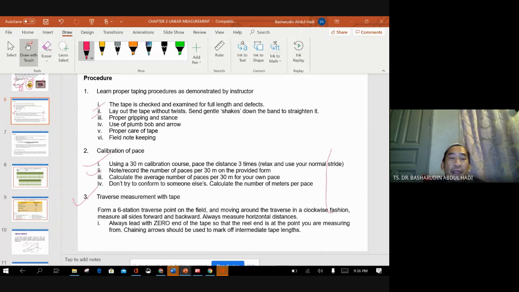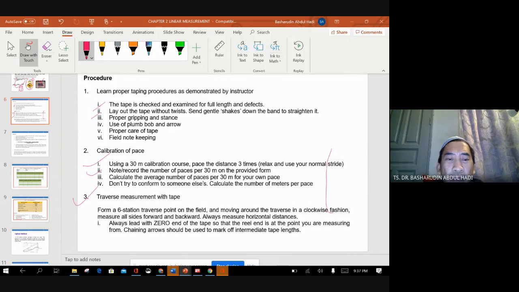Okay, number 3, traverse measurement with tape. From a 6 station traverse point on the field, moving around the traverse in a clockwise fashion, measure all sides forward and backward, always measuring horizontal distance. Always lead with the 0 end of the tape so that the read end is at the point you are measuring from. Chaining arrows should be used to mark off intermediate tape lengths.